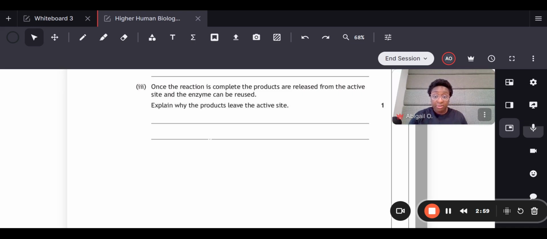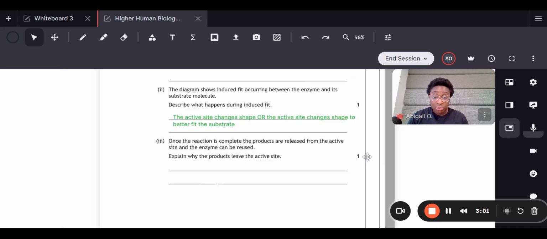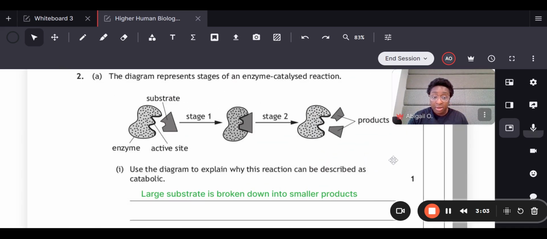Explain why the products leave the active site. So that's a really good question for us to look at. Let's look at that diagram again. We can see from this diagram, the substrate and the enzyme's active site are specific to one another, and we use a word called affinity to describe that. What we say is the substrate and the active site have a high affinity for each other, meaning they're highly attracted to each other. They want to be in contact with each other, and that's why you get enzyme-substrate binding and induced fit taking place.